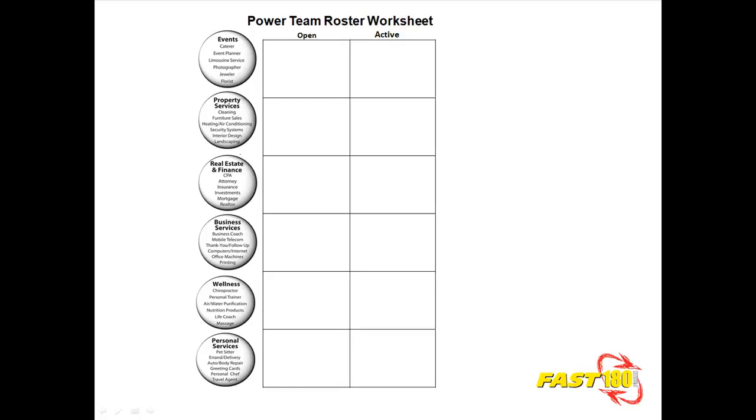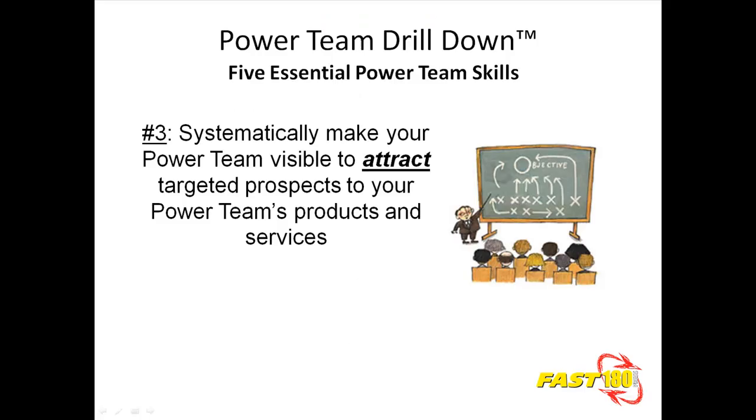but you also now can start looking at the inventory, your roster of your current power team, what are the active business categories that you can network with, and also what are the open categories that you can identify so that you can begin building your power team and rounding out all of the relationships that make up a well-balanced networking group. The third of the 5 essential skills is to systematically make your power team visible to attract targeted prospects to your power team's products and services.